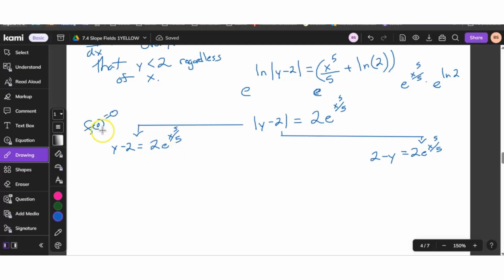We're going to go ahead and plug in our initial condition instead. All right, so we're going to make x and y both 0. So this is going to be -2 equals 2. Clearly not. Right? Because e to the power of 0 is 1, so it's just 2.